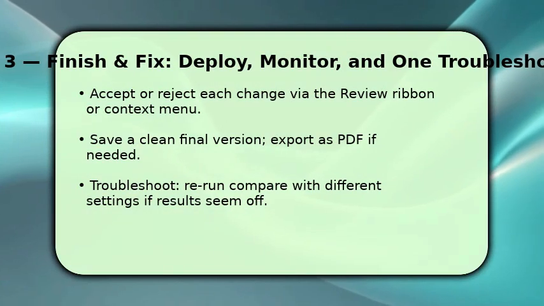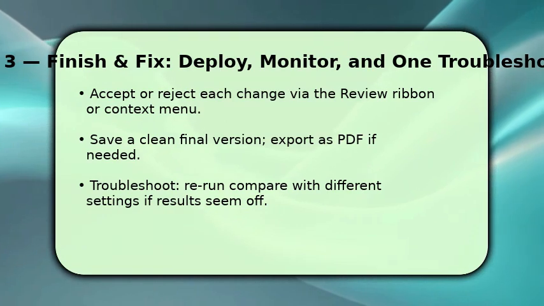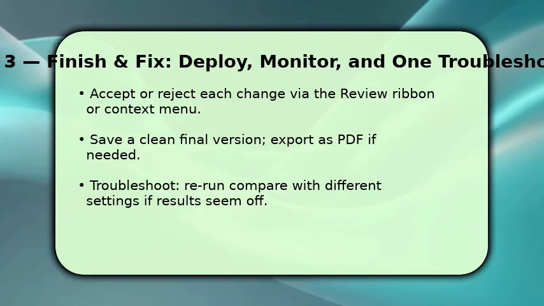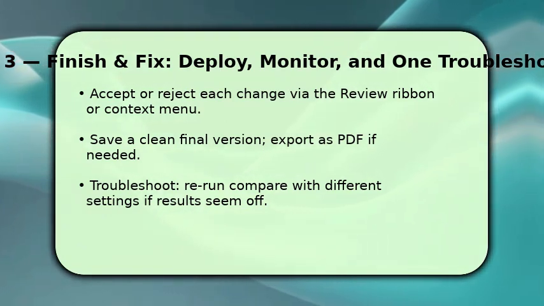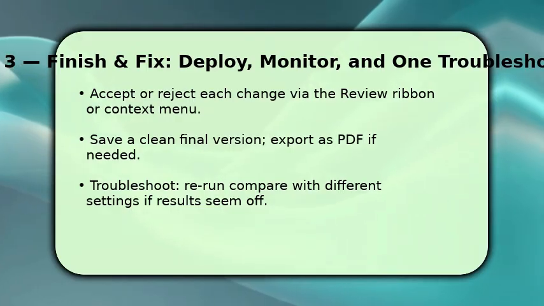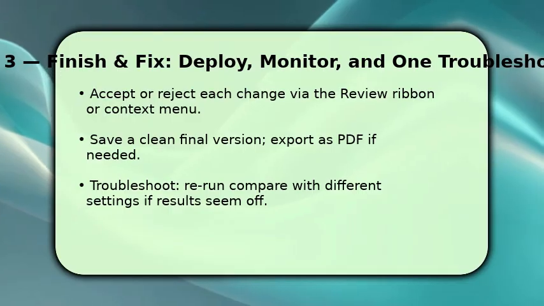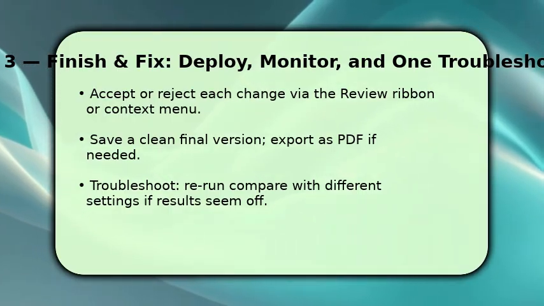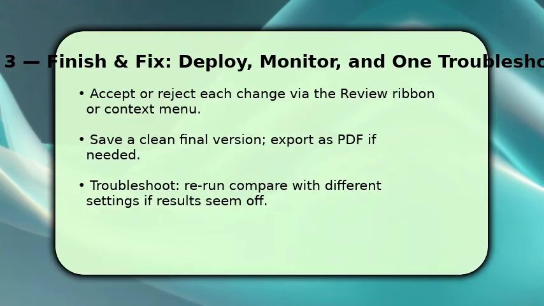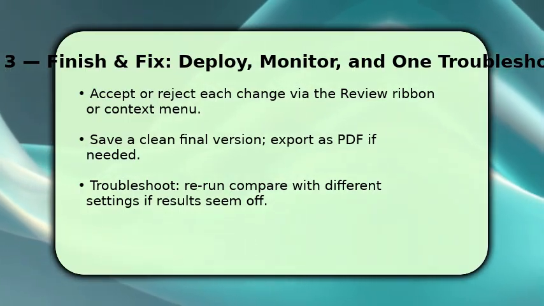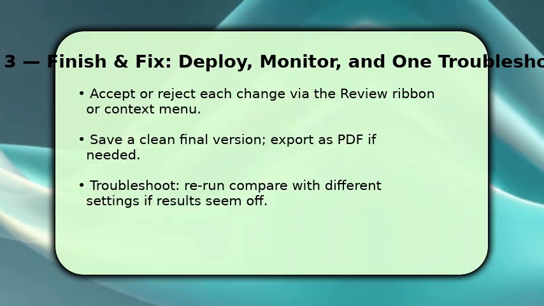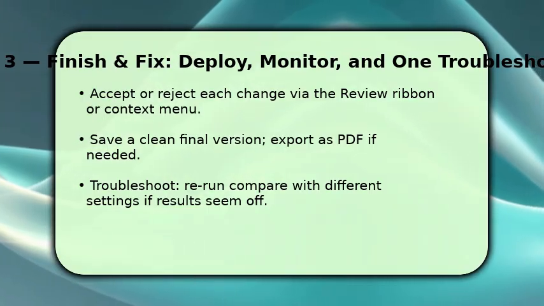You finish by accepting or rejecting changes, either one by one or by using Accept All when appropriate, then save a finalized document. Make sure to save a clean copy and, if required, export as PDF for distribution. This locks formatting. If something looks wrong, rerun Compare with different options, for example, toggle move detection or include formatting, because small setting tweaks often fix mismatches.